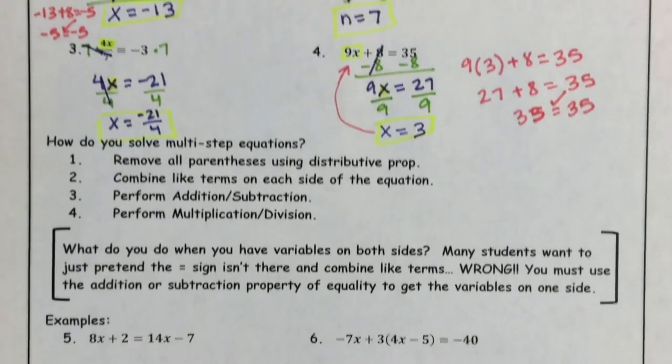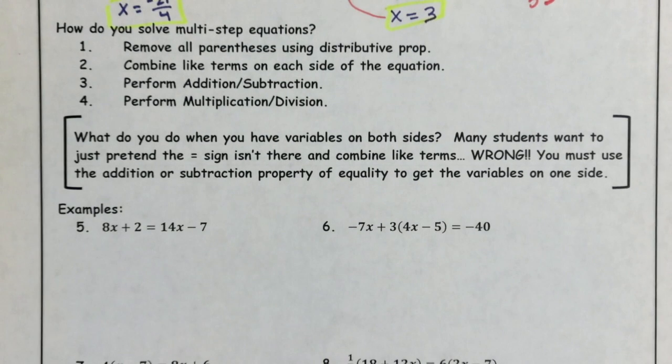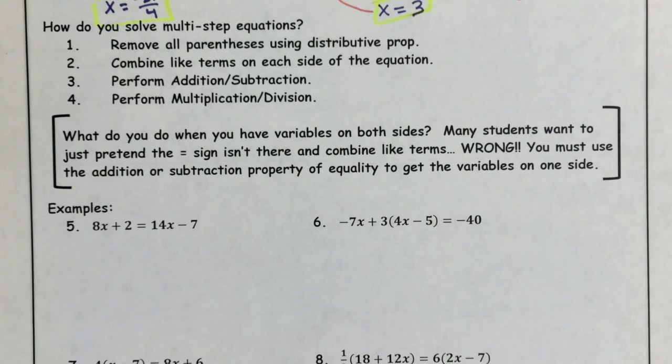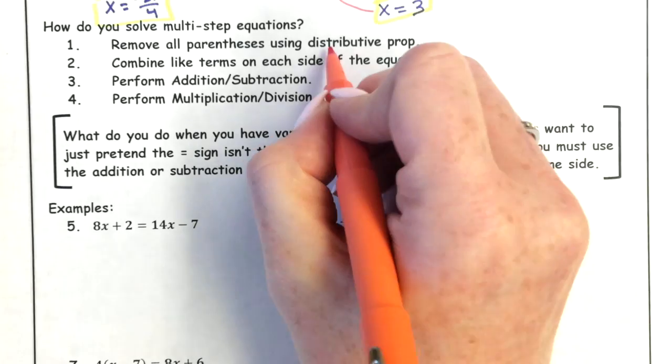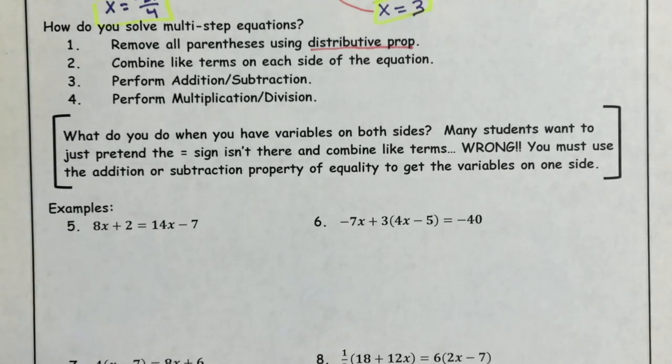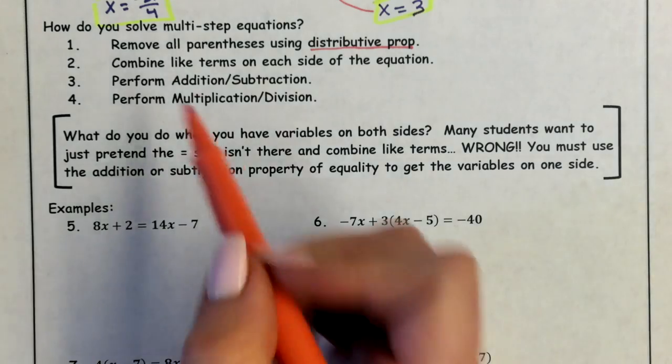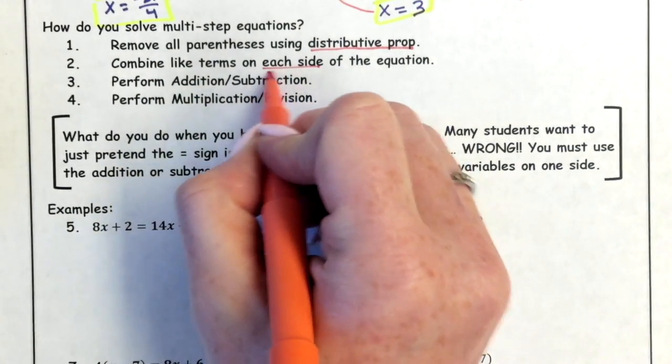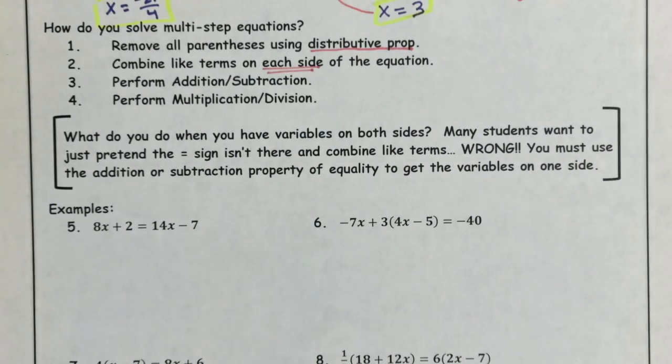Okay, so let's see what happens when we get a little more complicated. It says, how do you solve multi-step equations? The first step to solving multi-step equations is to remove all the parentheses by using the distributive property. Then we're going to combine like terms on each side of the equation. So check one side, check the other, make sure everything's combined. Then we're going to perform our undo operations to isolate the variable.